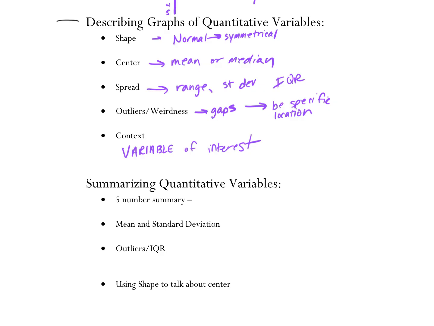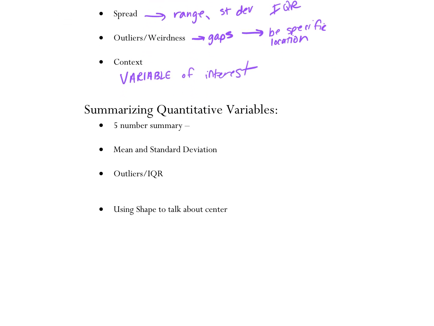How are we feeling so far? All right, 5-number summary. The min, Q1, the median, Q3, and the max.